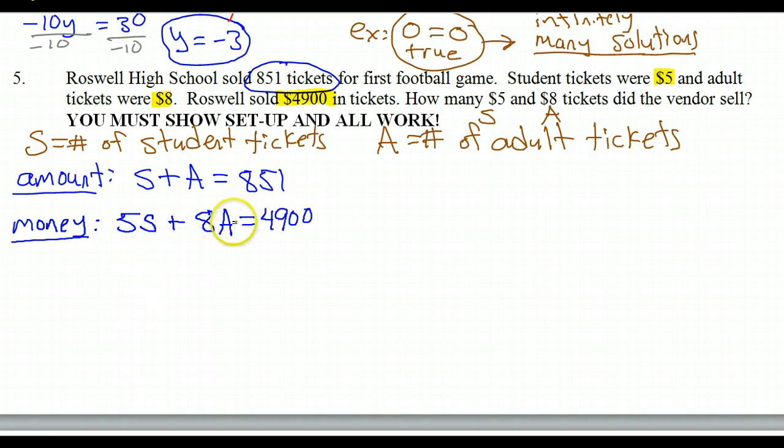As a general rule, avoid mixing money with not money. In other words, if you try to do s plus a equals 4,900, well, s and a is an amount, it's not money. Or if you try to do 5s plus 8a equals 851, you would know you're wrong, because 851 is not money. So it shouldn't go in with the $5 and the $8. Anyway, to solve this, you could either do substitution or elimination.